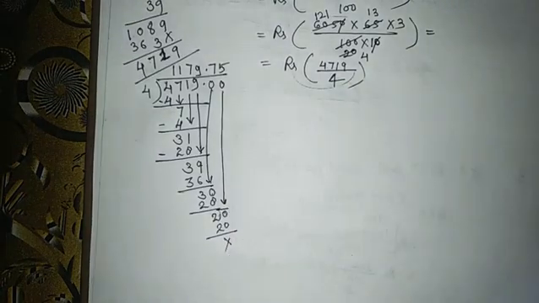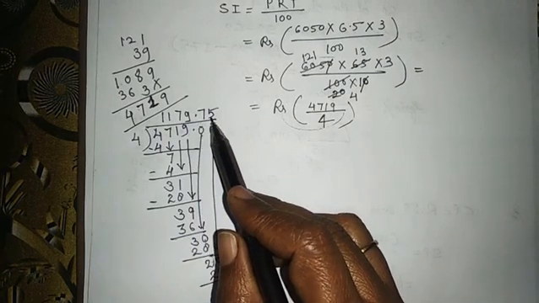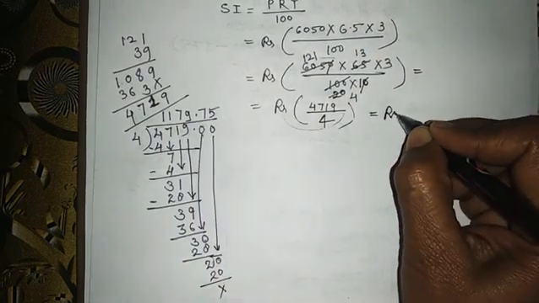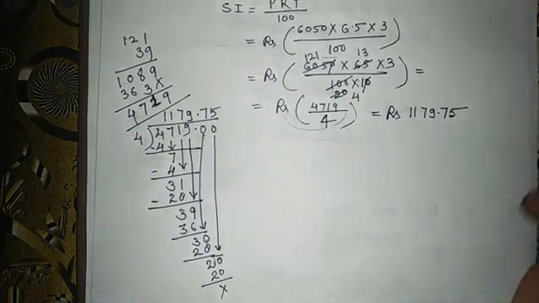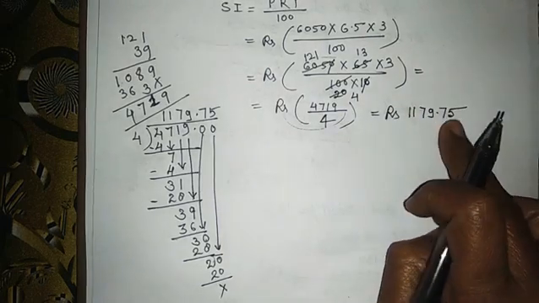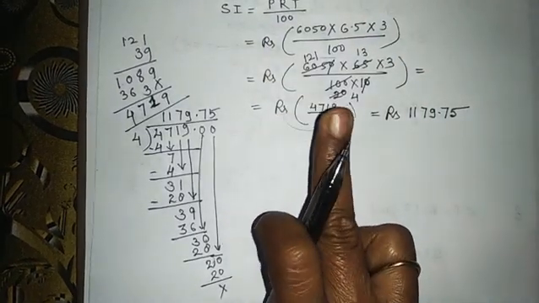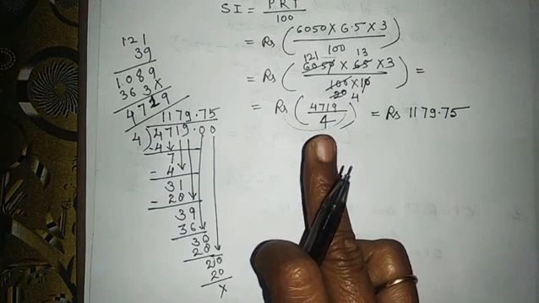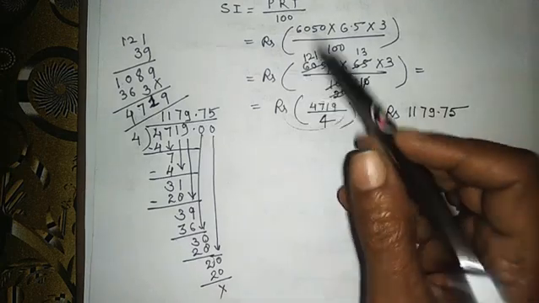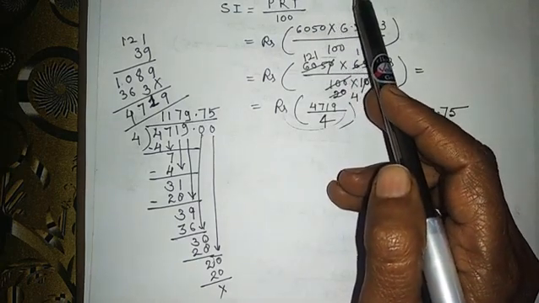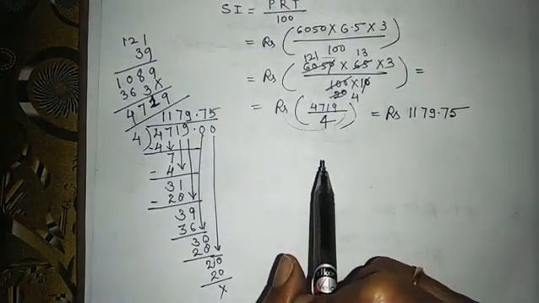Okay, so you have got here 1179 rupees 75 paise, which you can write like this: rupees 1179.75. Children, this is your simple interest, but in the question you have to find the amount also. So see the question again. The amount rupees 6050 is borrowed at 6.5% rate of interest per annum. Find the interest and the amount to be paid at the end of 3 years.